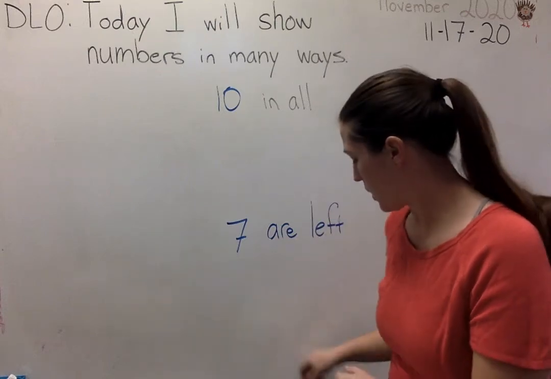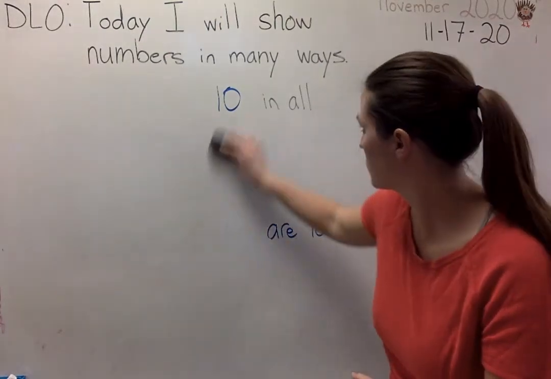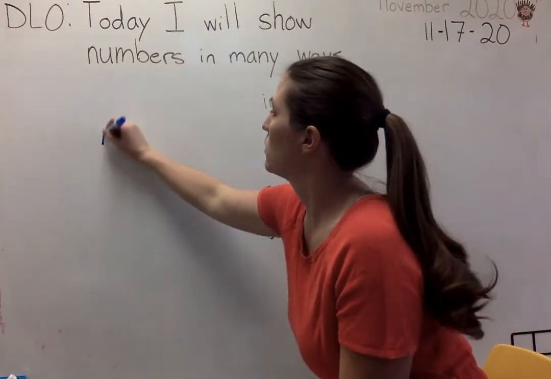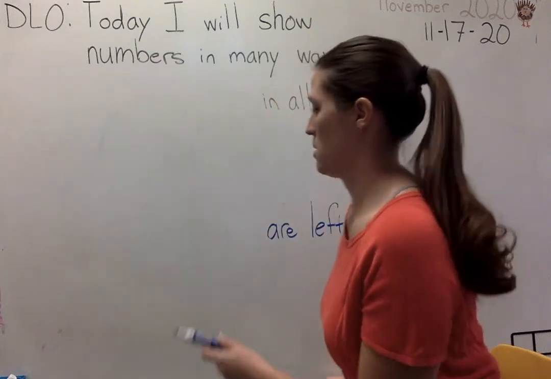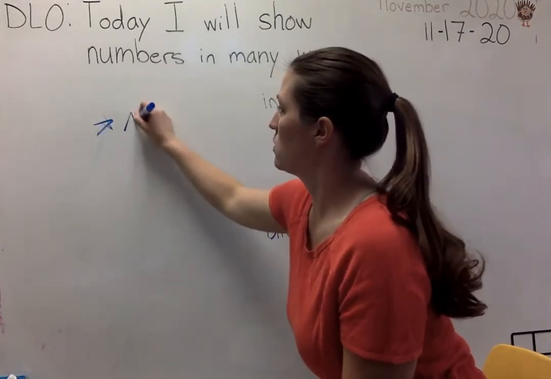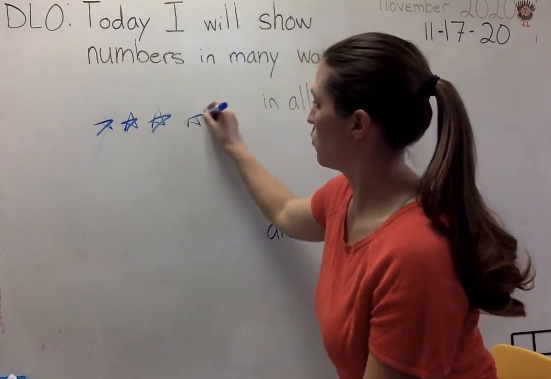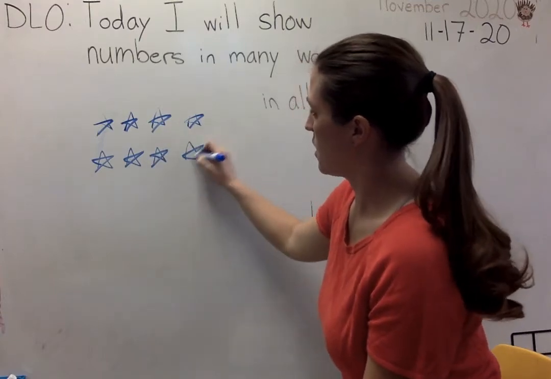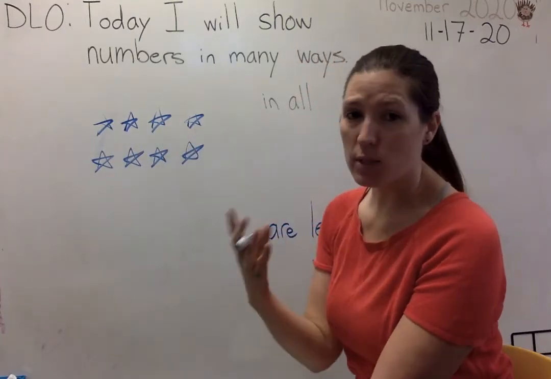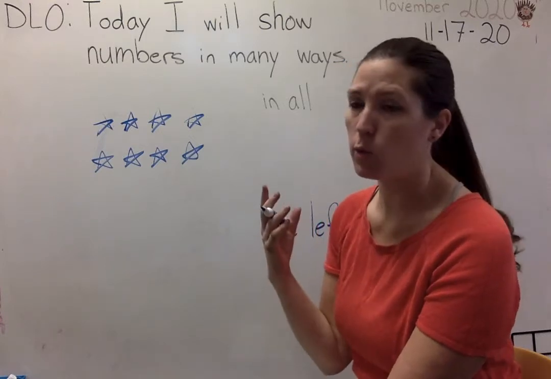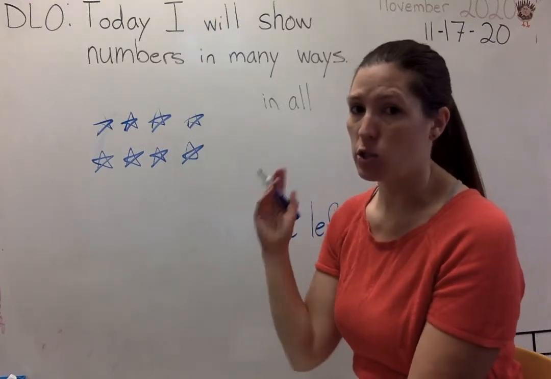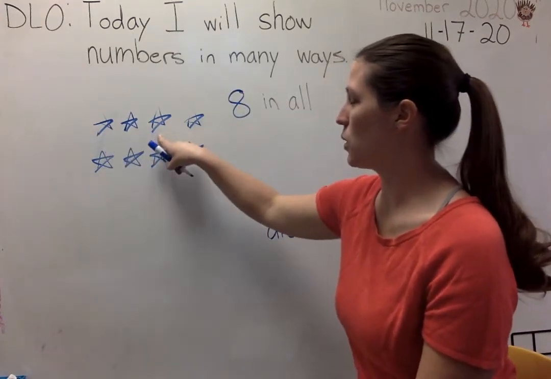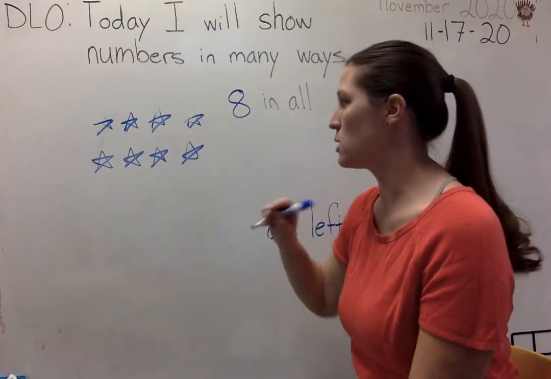Let's do another one. This time I'll draw pictures. I have 8 stars. 1, 2, 3, 4, 5, 6, 7, 8. As I drew my stars, I counted them out loud because when you count out loud, that helps you keep track of how many objects you had. So I said I have 8 in all.